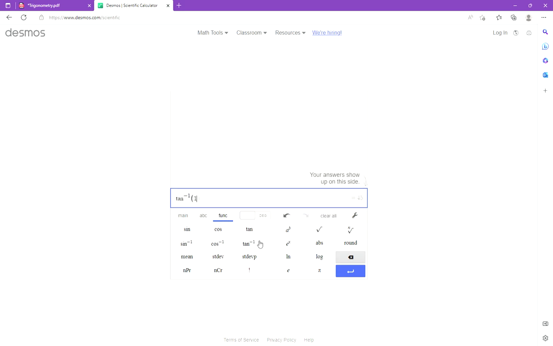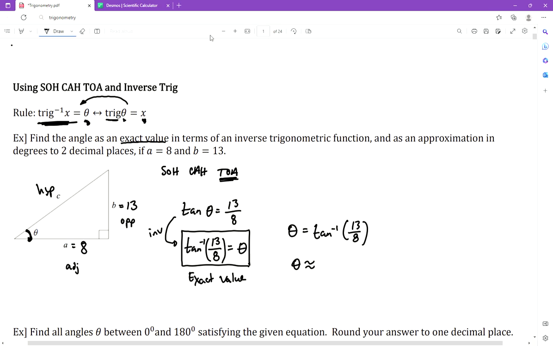And then you can just type in 13 divided by 8. There we go. It's in degrees already. So if it wanted it in radians, we could change it. So there's the radian decimal answer. Here's the degree answer. So what we want is 58.39 degrees. Okay, because it said degrees in two decimal places. And there we are.